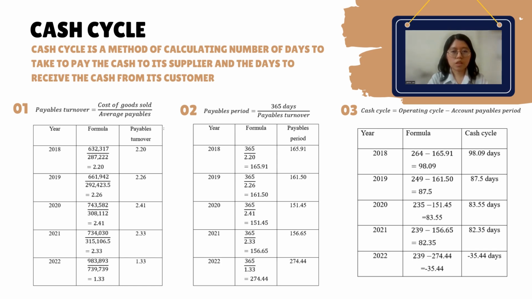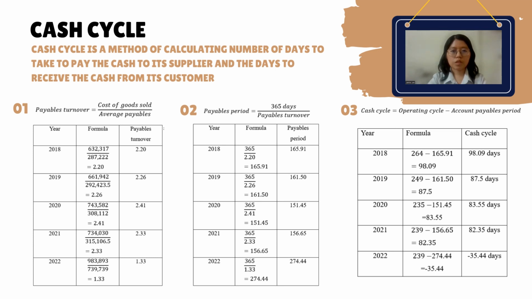There are three steps to calculate cash cycle. The first step is that we need to calculate payable turnover. We need to take cost of goods sold and divide it by average payables, just like the table shown in this slide on the left-hand side. The cost of goods sold and average payables we can get from the annual report of Dutch Lady.